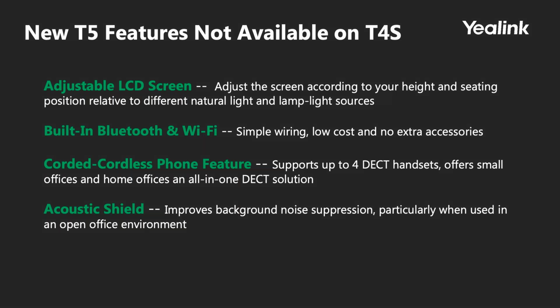And lastly, just wanted to directly compare features that are on the T5 that are not going to be found on the T4, just to review. So first of all, we have the adjustable LCD screen that is specific to the T5. We don't see that on any T4 phone. Built-in Bluetooth and Wi-Fi in place of having to utilize USB adapter. The T5 series uses that cordless feature to incorporate DECT handsets and effectively make the IP phone a base unit for DECT. And lastly, the incorporation of Acoustic Shield, because it's been a technology that Yealink has been developing over time. It wasn't available at the release point of the T4, and now has been incorporated into the T5 series.